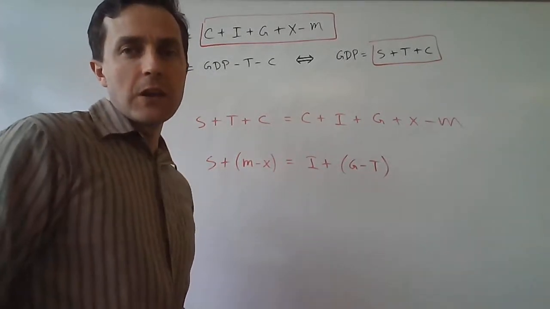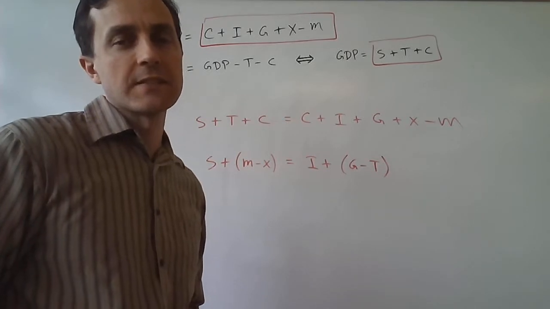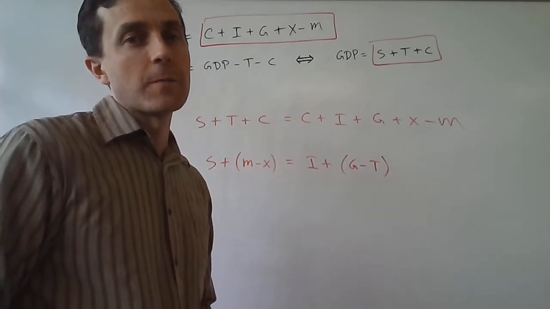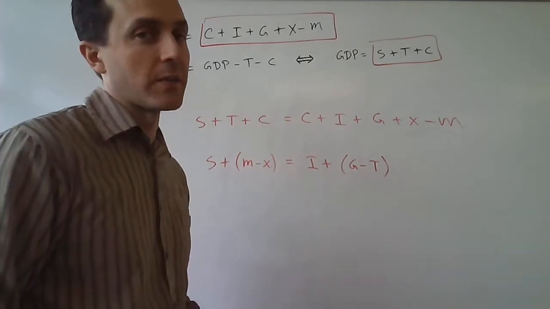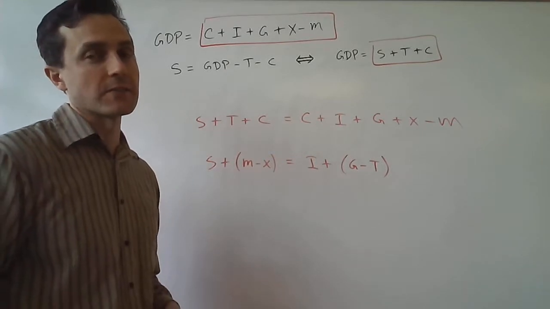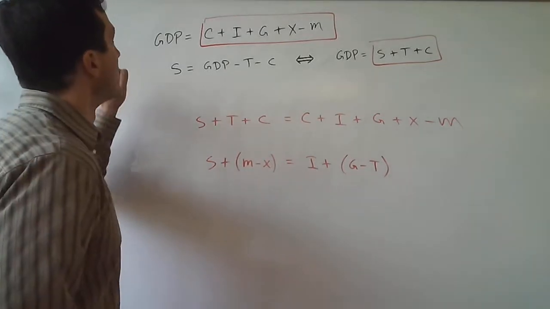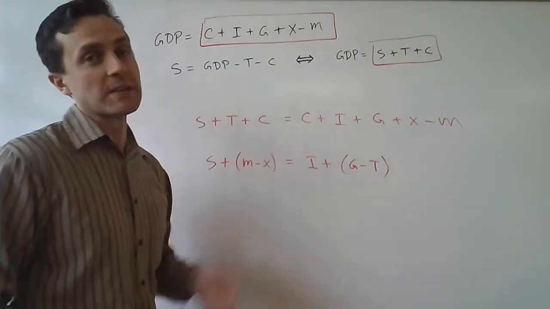All right, so in this video, I'm going to show how you can derive the national savings and investment identity from two other equations, right? So the first equation that we use for deriving this identity is the fact that GDP is equal to the GDP spending equation, right?